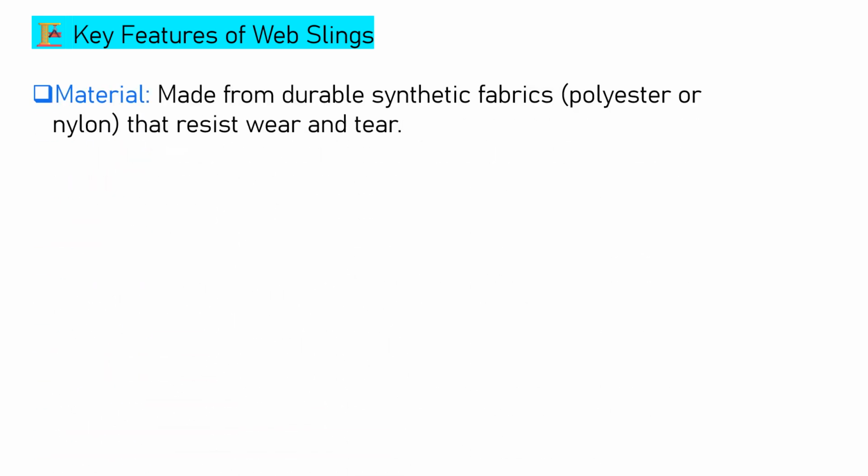Next, key features of web slings. Material: we need to know some details of the web sling. If you are going to use it, we need to know the basic things about web slings. They are made from durable synthetic fabrics, that means polyester or nylon, that resist wear and tear. So the material of most web slings is synthetic fabric, polyester or nylon.